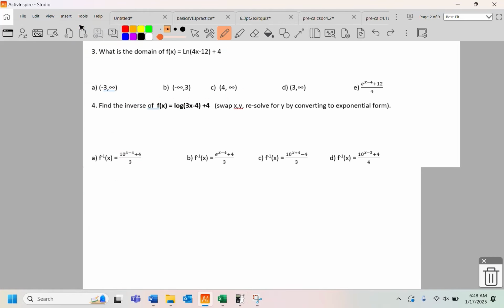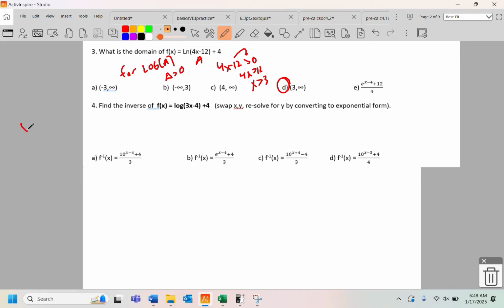All right, moving forward, what is the domain of this? So for a logarithm with an argument, which is spelled with an A, the argument has to be greater than 0. So this is my argument. 4x minus 12 has to be more than 0. We add 12 and we divide by 4, and x has to be bigger than 3, which is choice D, because we hopefully understand interval notation.